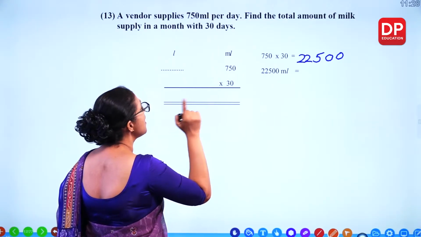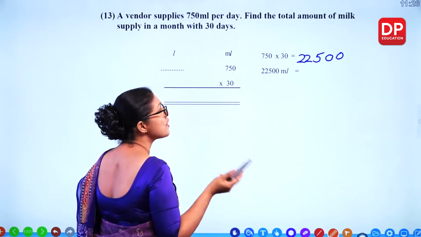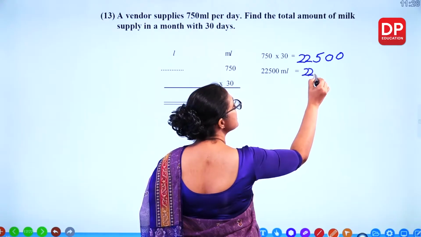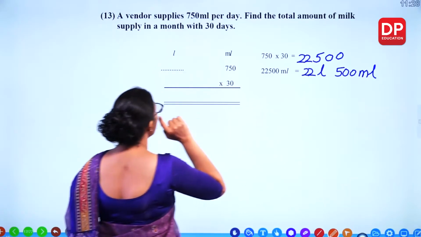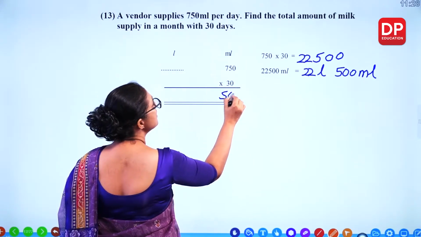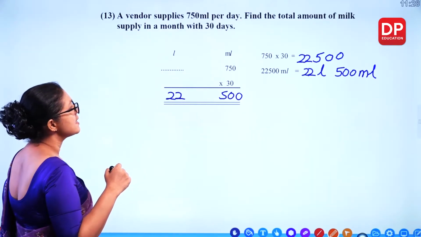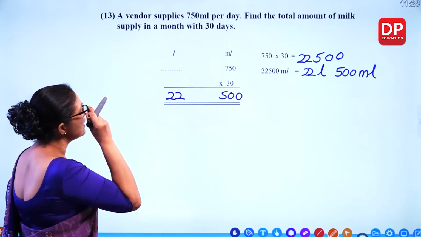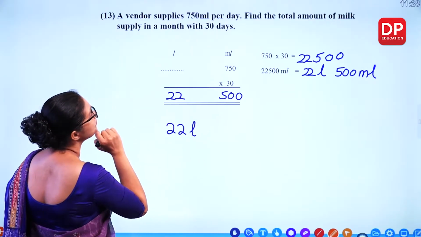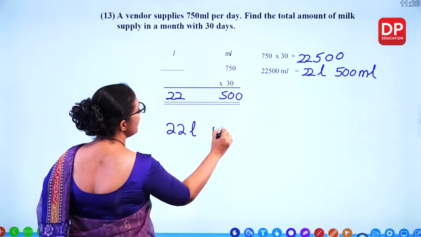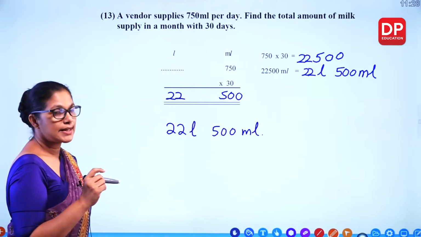22,500 milliliters. How many liters? You can split into 22,000. That means 22 liters and 500 milliliters. So I can write 500 here, that's milliliters, and here 22. 22 liters and 500 milliliters. So I can write the final answer, 22 liters and 500 milliliters is the total amount of milk.